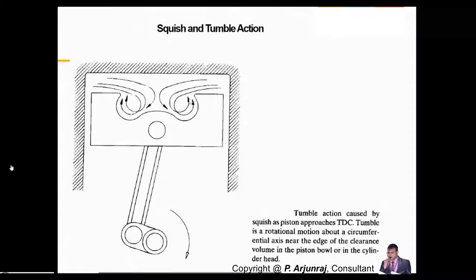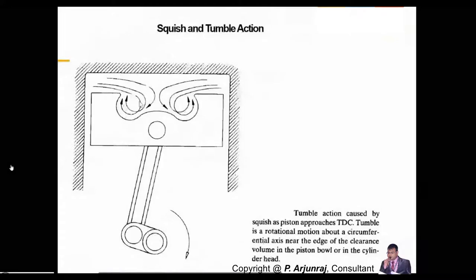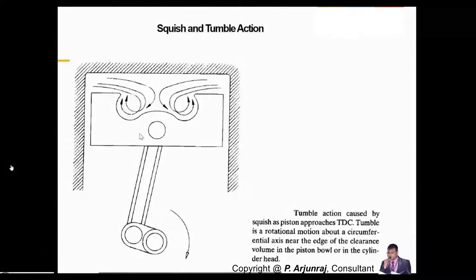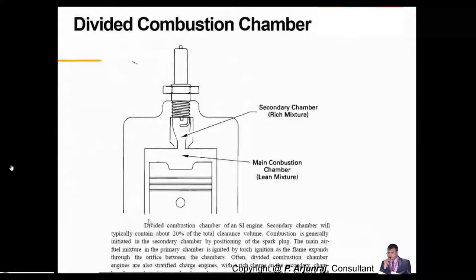Basically here you have a piston crown and a piston bowl in the cylinder head. So irrespective of the system configuration, whether you're going to create a turbulence, a swirl, a squish or a tumble, it's happening inside the combustion chamber, which is above the piston. And it's all about the flow pattern.